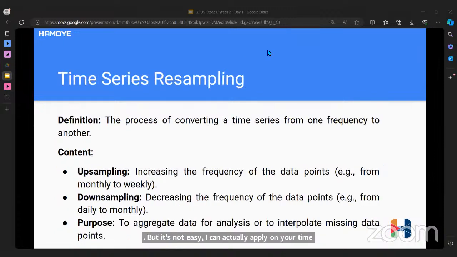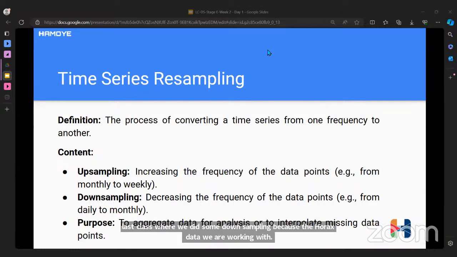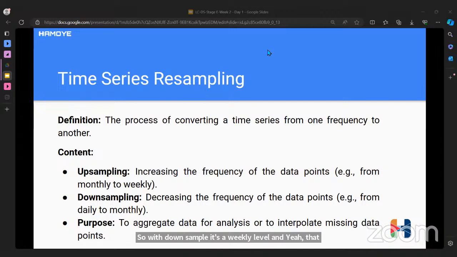Then we have resampling. I think we touched on this in our last class, where we did some downsampling because the forex data we are working with is on a daily granularity, on a daily level. So we downsampled it to a weekly level. And that was actually helpful in terms of eliminating some missing values, right? So yeah, we have resampling.